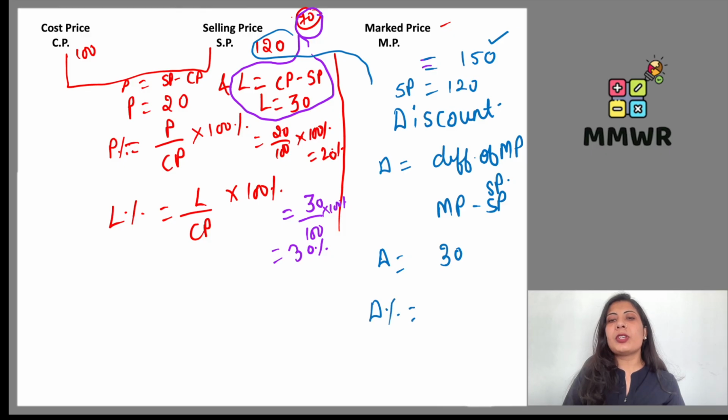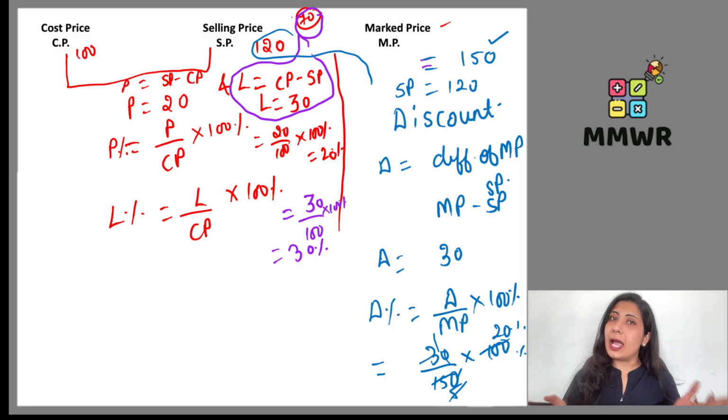Discount percentage, how we will be calculating, discount divided by marked price. Discount always gets calculated over the marked price. So here discount is of 30 rupees on the marked price 150 multiplied by 100 is going to give me the value of discount, which is 20%. But still I am earning the profit.